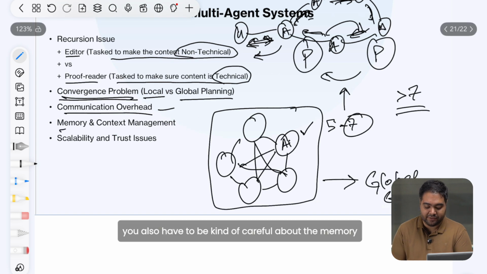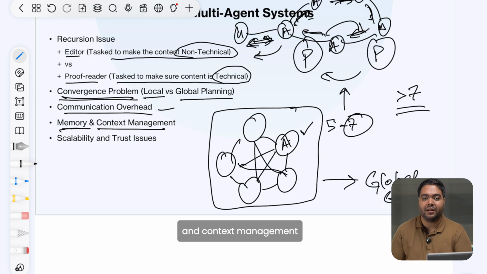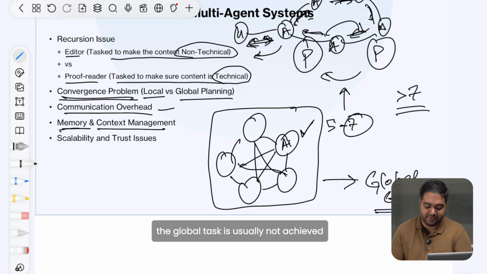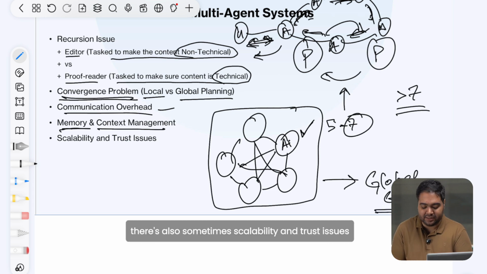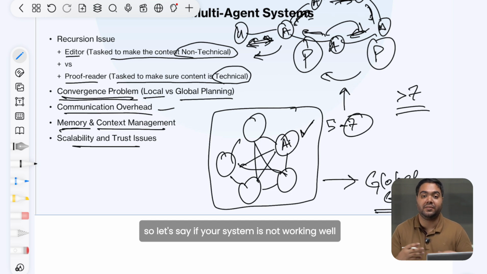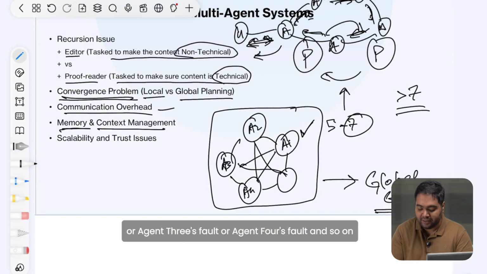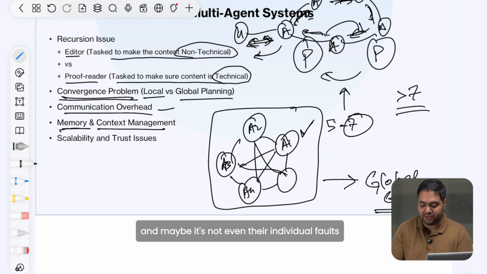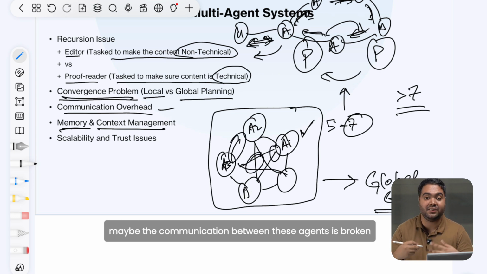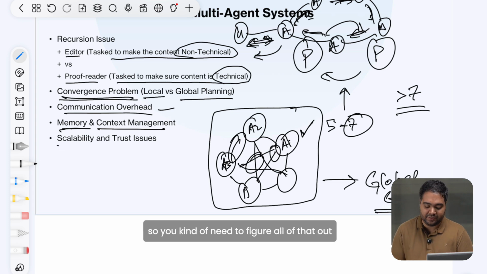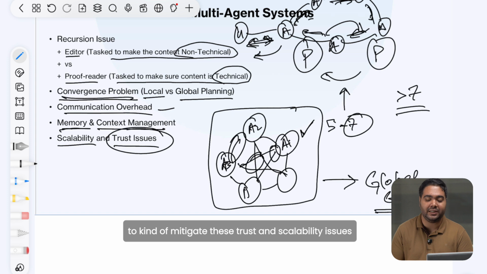You also have to be careful about memory and context management. A lot of systems don't do this well, and because of that, even though a task is accomplished at the local level, the global task is usually not achieved. There are also sometimes scalability and trust issues. So let's say your system is not working well, how do you know if it's agent 1's fault or agent 2's fault or agent 3's fault or agent 4's fault and so on? And maybe it's not even their individual faults. Maybe the communication between these agents is broken, or maybe certain things are not being shared correctly. So you need to figure all of that out to mitigate these trust and scalability issues.